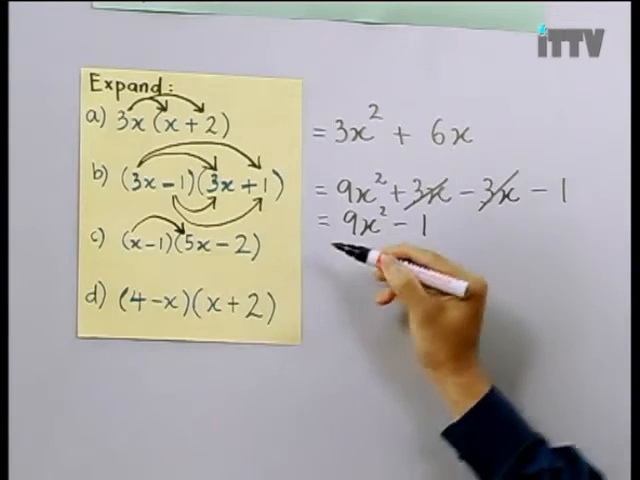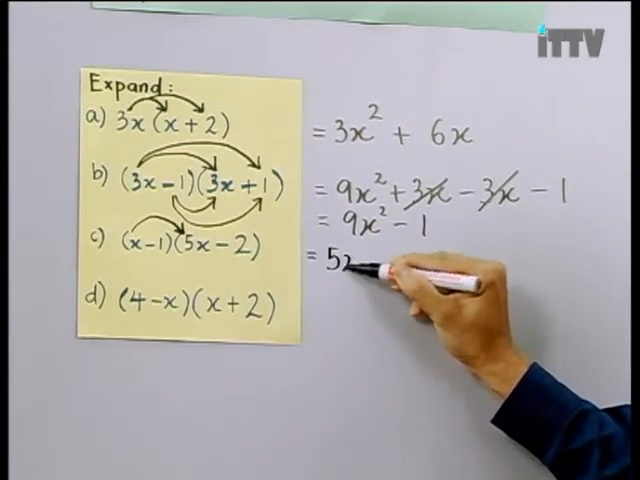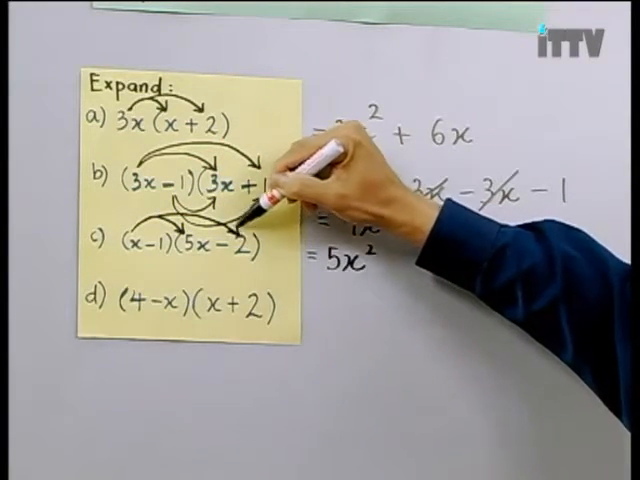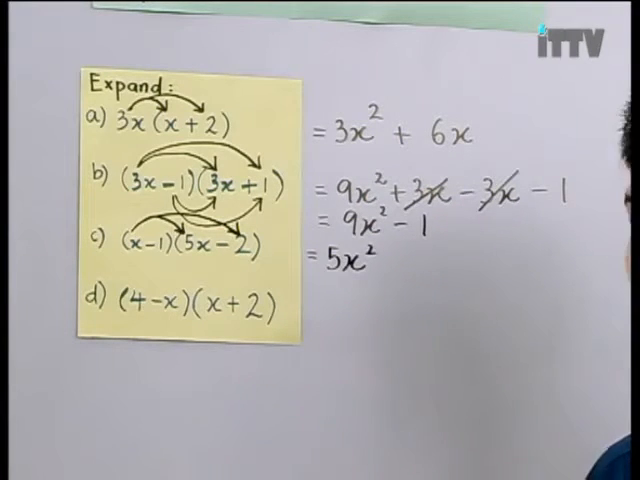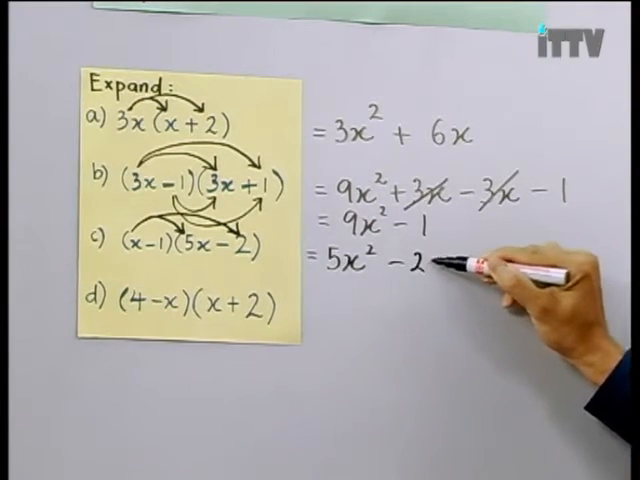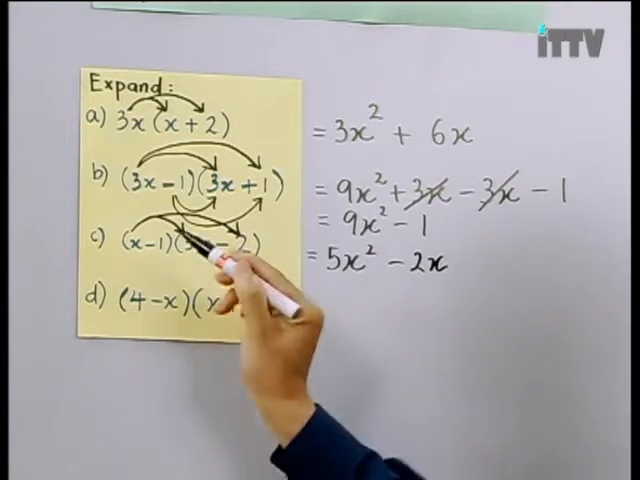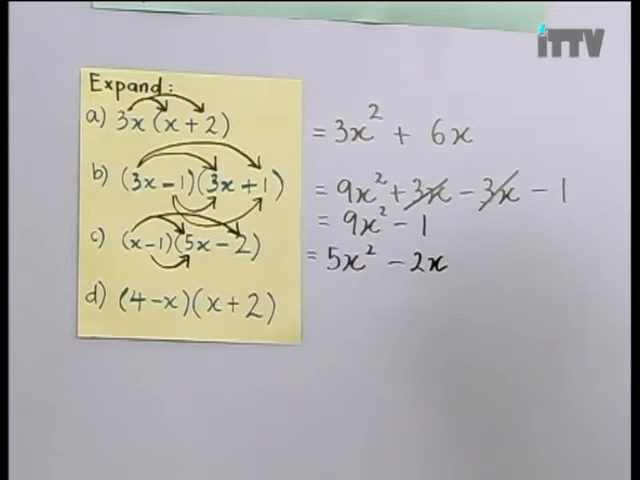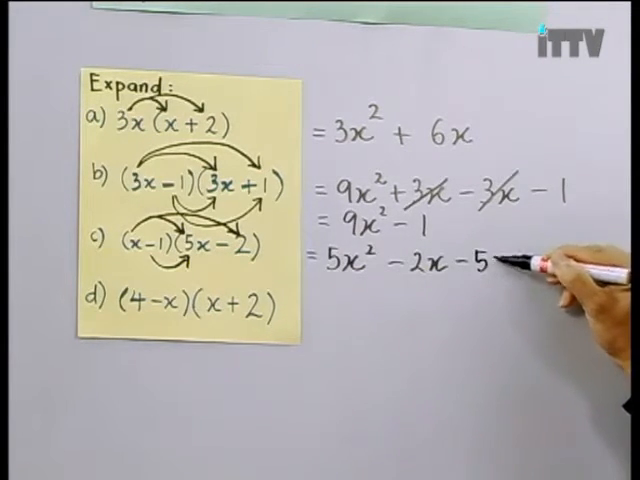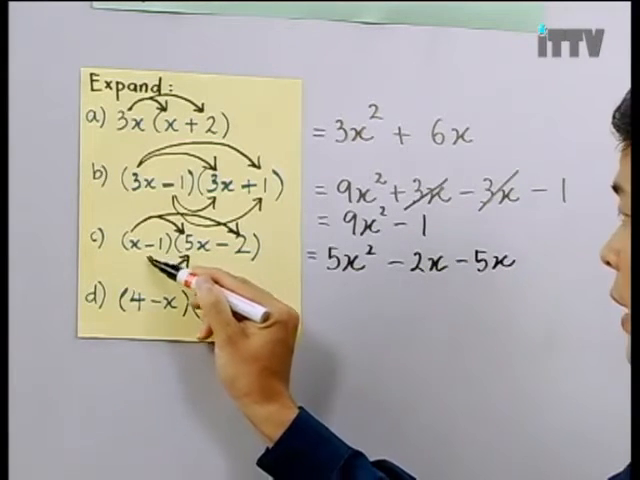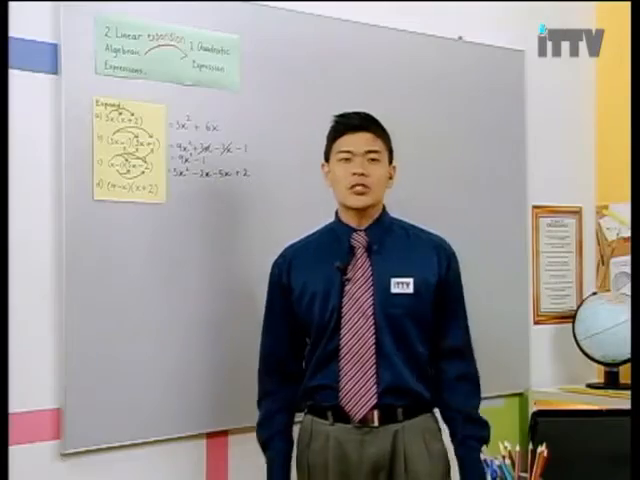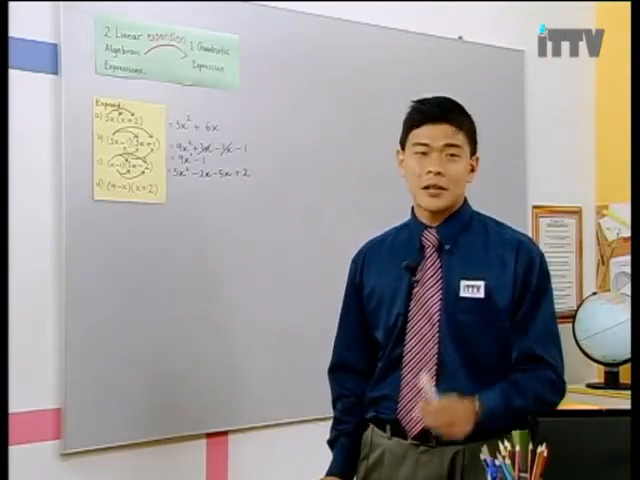So x multiplied by 5x will give you 5x squared. Write them down. Draw the arrow so that you will see x multiplied by negative 2 gives you negative 2x. And then the second term of the first expression, negative 1 multiplied by positive 5x gives negative 5x, and lastly, negative 1 multiplied by negative 2, negative times negative, gives positive 2. Alright, remember, you need to simplify the quadratic expression to the simplest form.